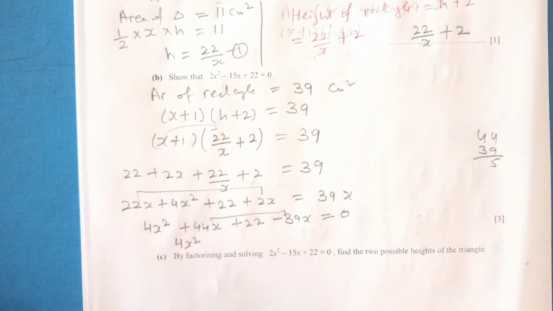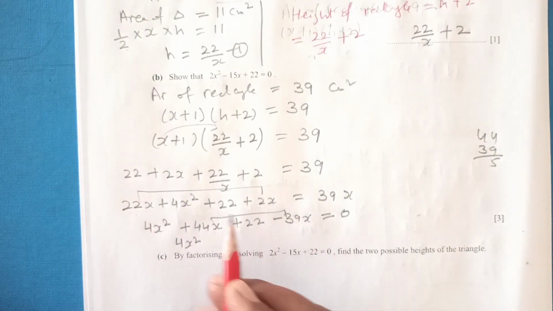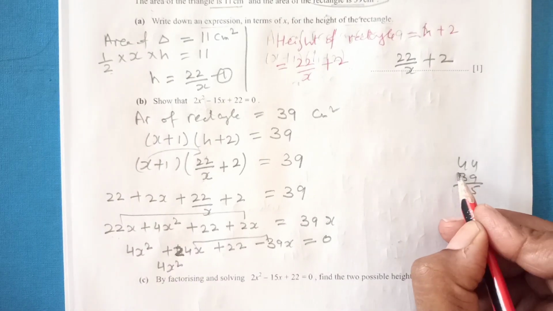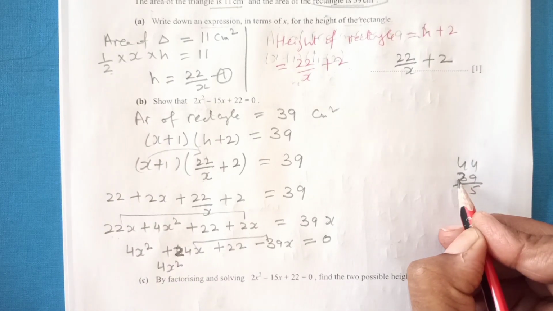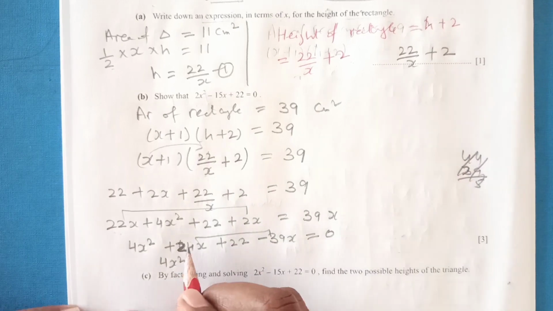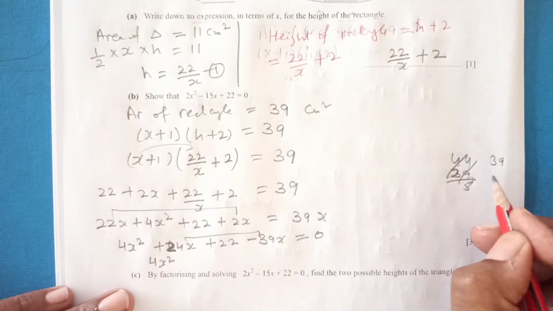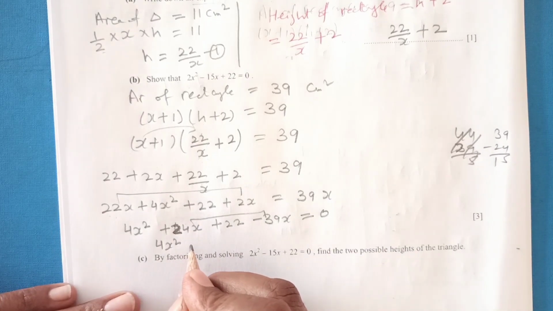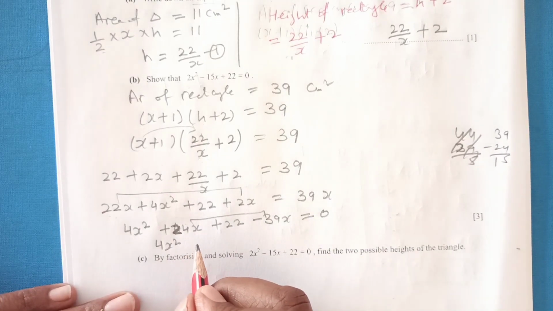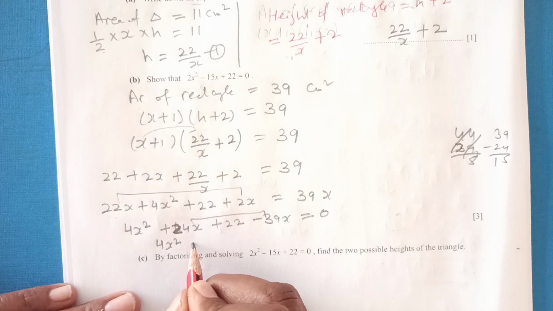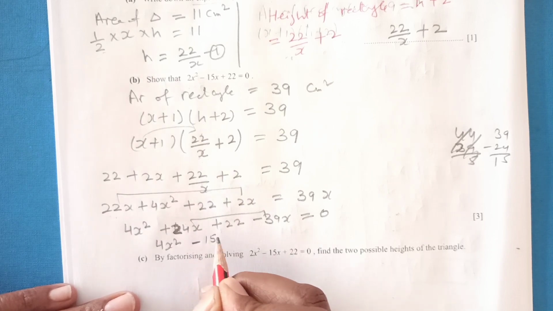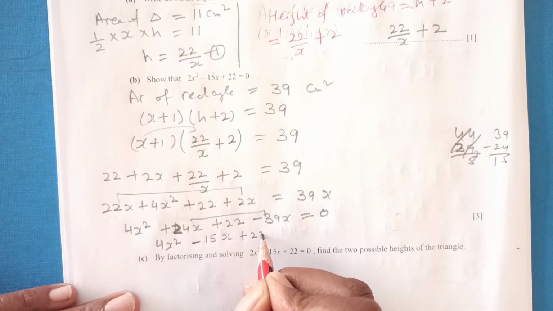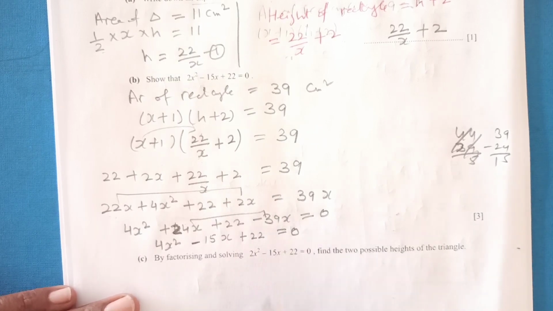So this is, sorry, I made a mistake. 22 plus 2 is 24, not 44, 24. So we are going to subtract from here 39 minus 24, which is 15, right? So we have here minus 15x plus 22 equals 0, right?